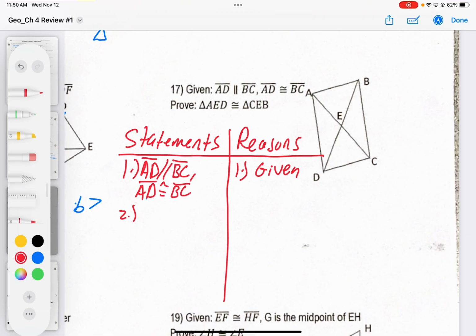Okay, I know that AD is parallel to BC. I know that they are also congruent to each other, so I have a pair of sides there. There are so many triangles in that picture, so it's important for us to pay attention to which triangles we're trying to get. So real quickly, I'm just going to say AED, just kind of highlight those.